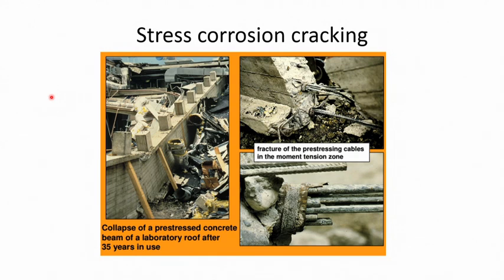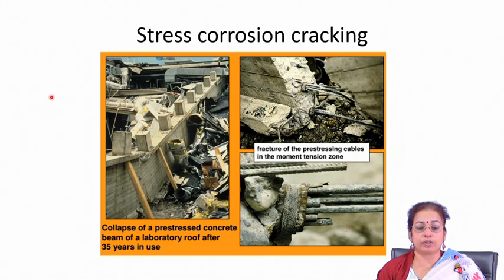You will find that this can be a major cause of failure of different components in very important engineering sectors. On the left side, the collapse of a pre-stressed concrete beam of a laboratory roof after 35 years of use is shown. You can see how badly it has collapsed. This is a major cause of failure that sometimes goes unnoticed, because there is always seepage of water or other environmental species through the porosities in the concrete, and as a result it corrodes the underlying steel.